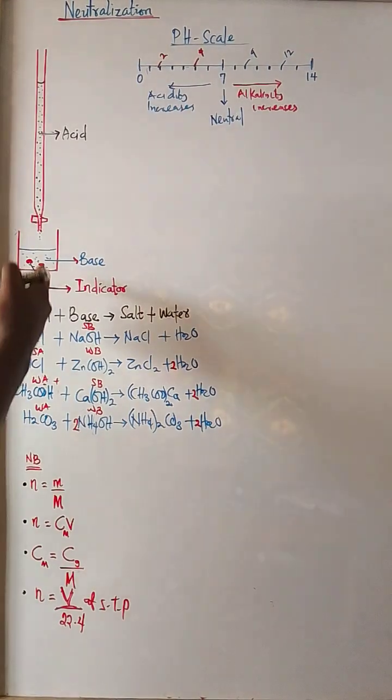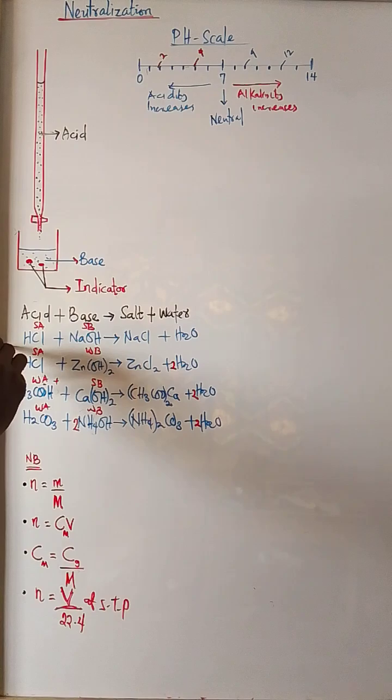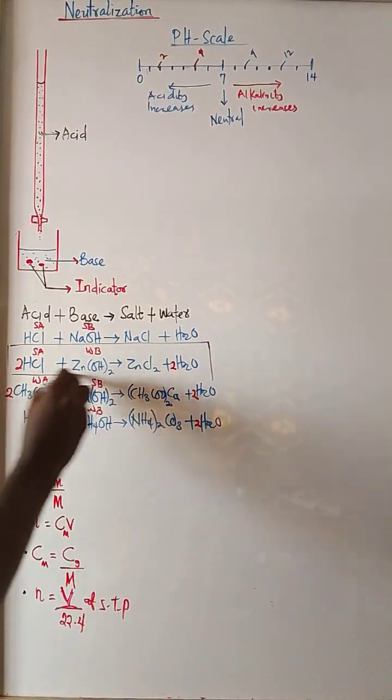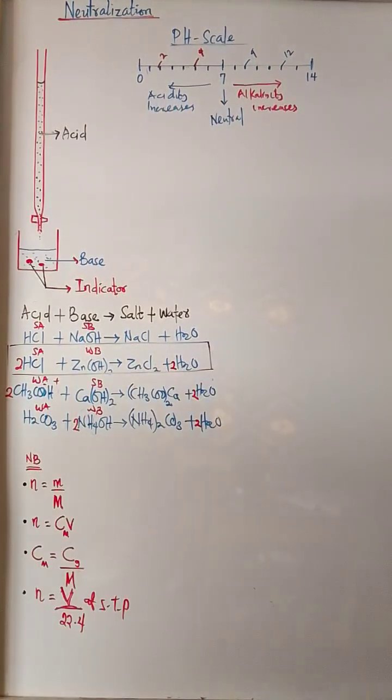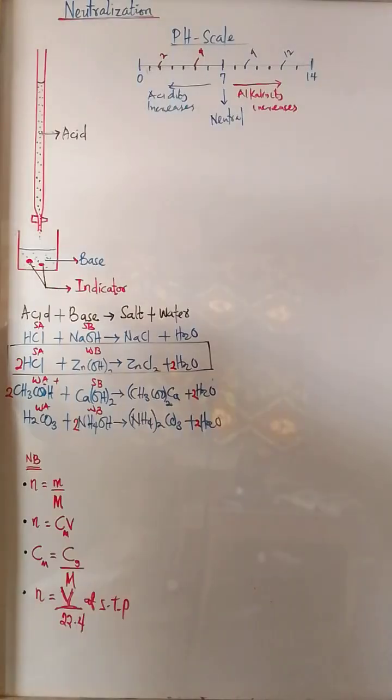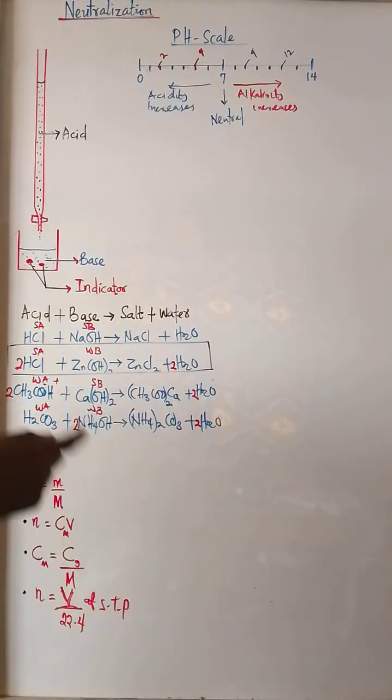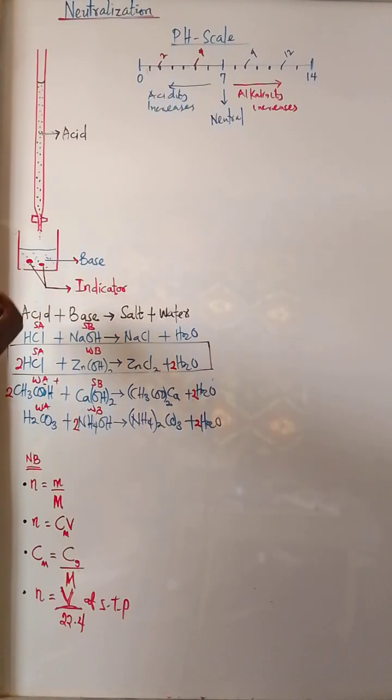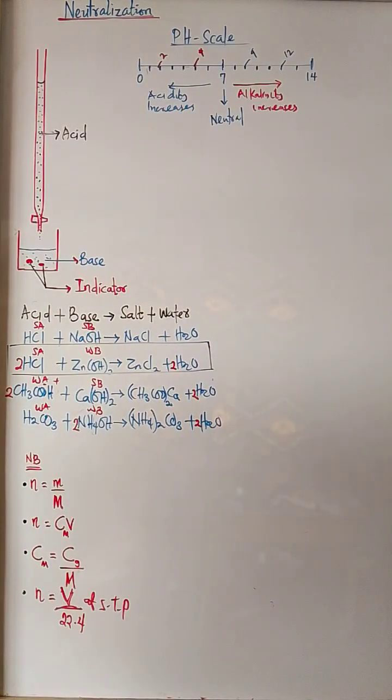Now let me pick one of these reactions. Let me pick this one here, the second one. Now, for this one, the indicator already told us when the endpoint has been reached. And please, when adding indicator to the base, ensure you add a very small amount. 1 or 2 drops is okay, so that the endpoint will be sharp, so you can easily note the endpoint. If it's too much, you cannot note the endpoint easily. So, in case they ask, why do you add a few drops of indicator to the base? In order to ensure the endpoint is sharp.